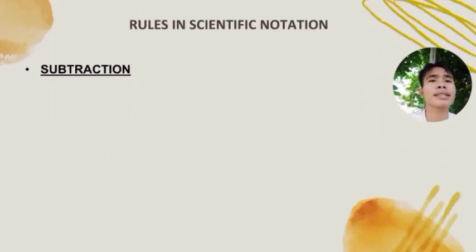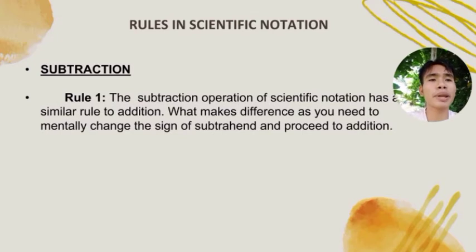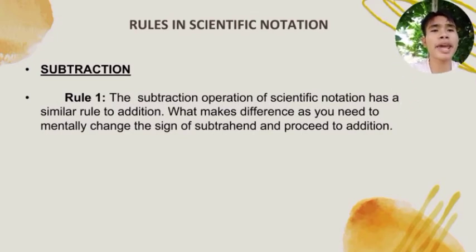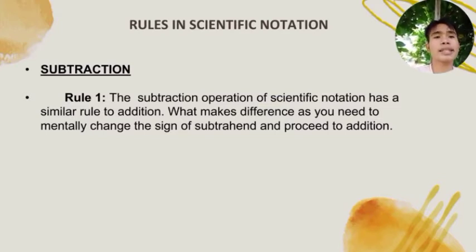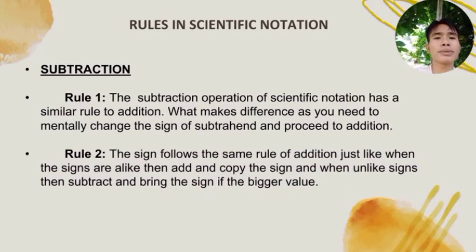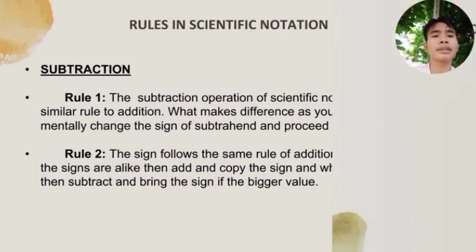Okay. Next are the rules in scientific notation for subtraction. Rule 1. The subtraction operation of scientific notation has a similar rule to addition. What makes the difference is that you need to mentally change the sign of the subtrahend and proceed to addition. Rule 2. The signs follow the same rule as addition: when the signs are alike, copy the sign, and with unlike signs, subtract and bring the sign of the bigger value.